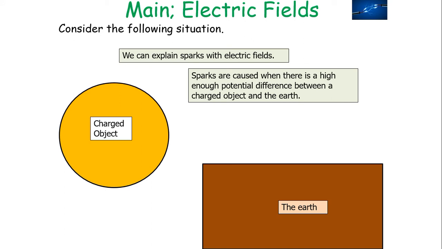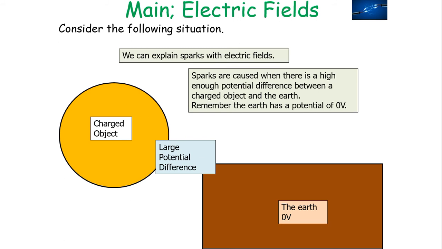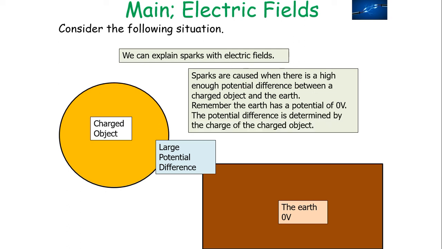Now, sparks are caused when there's a high enough potential difference between a charged object and the earth. Remember, you need a potential difference to move charge and produce an electrical current. So if we have a large potential difference between the charge and the earth, now just remember, the earth always has a potential of 0 volts. So to actually change the potential difference between the charge and the earth, they have to change the charge of the charged object, because the earth is always at 0.